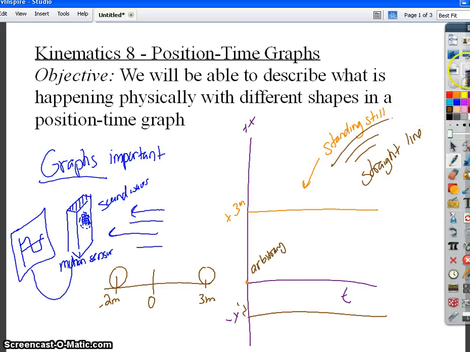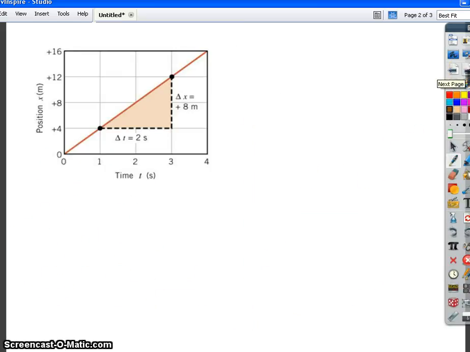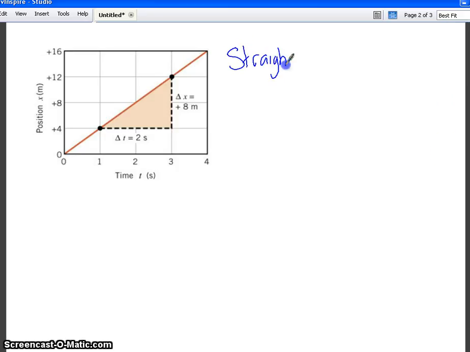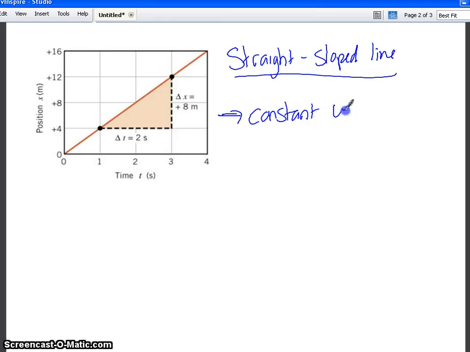Okay, so let's move on. If we have a graph like this, this is a straight sloped line. So we can see it has a slope here, okay? This is indicative of constant velocity. This is a constant velocity piece of a graph here, because what is velocity?